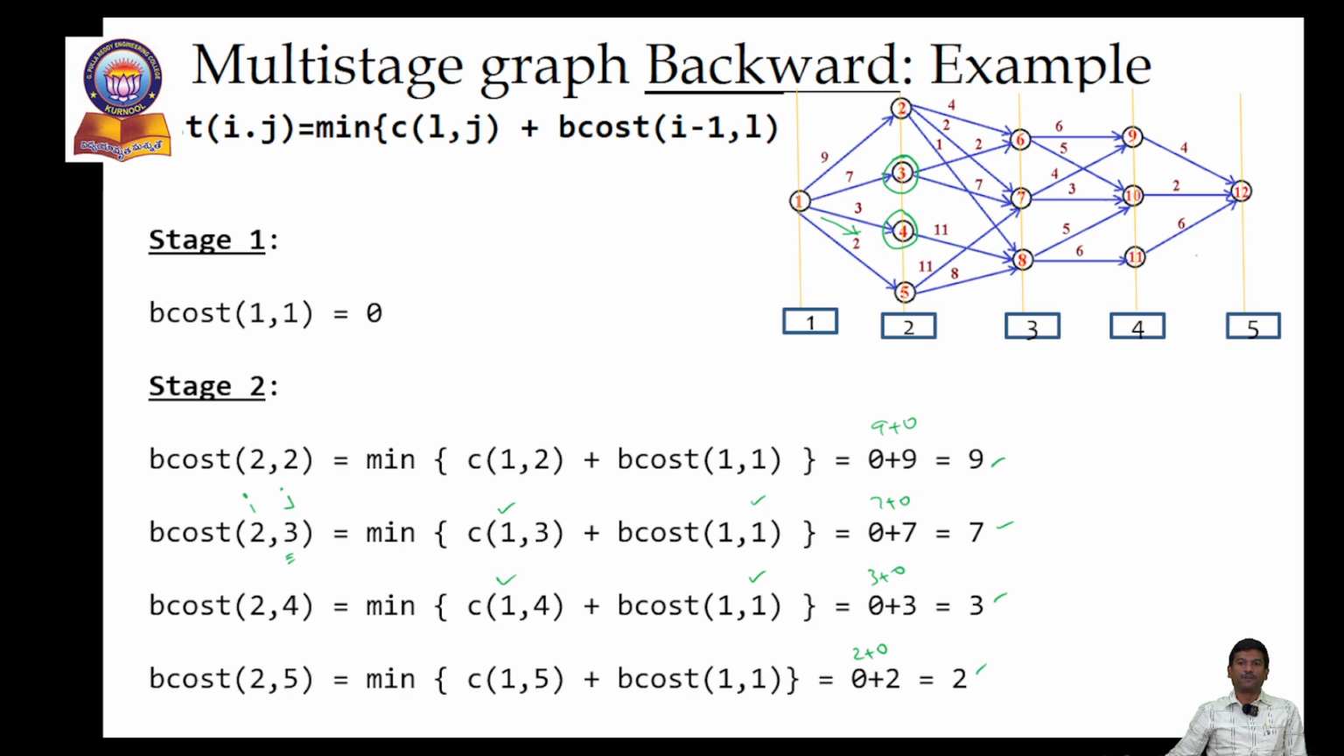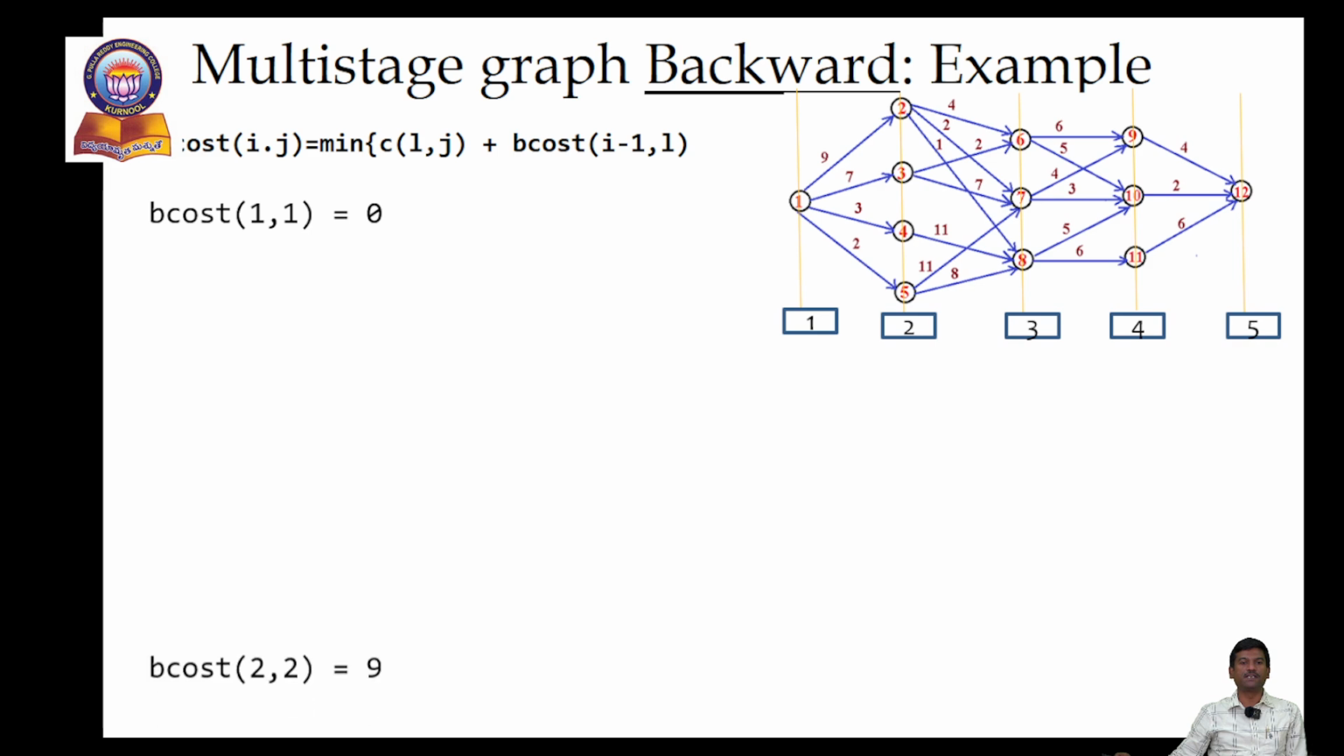So far we have found that at stage 1, the cost is equal to 0. At stage 2, there are 4 values associated with the cost, equal to 9, 7, 3, 2. In the same fashion, you should also calculate the next stage, that is stage 3.